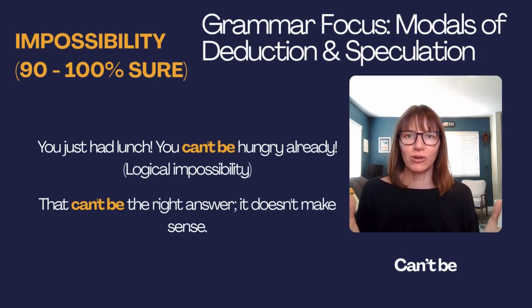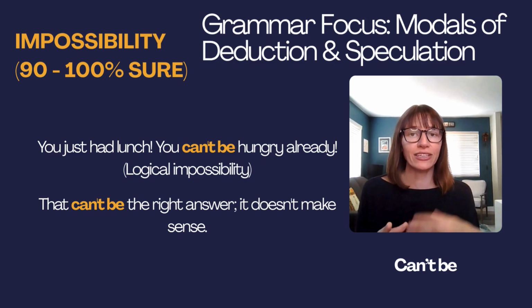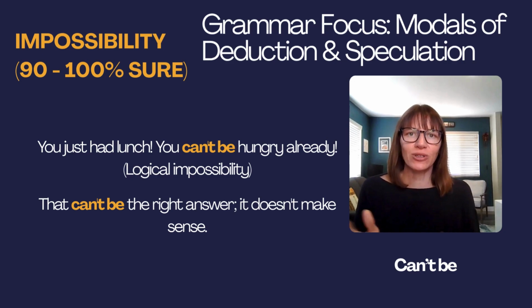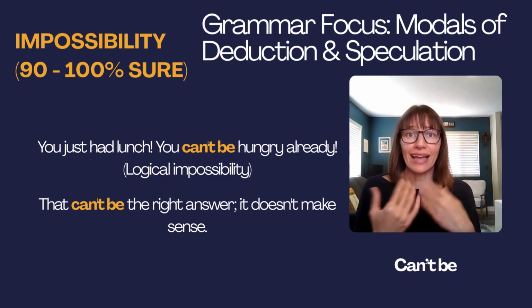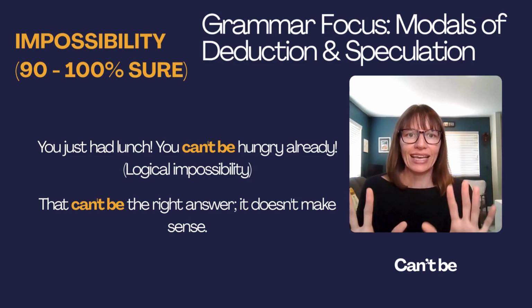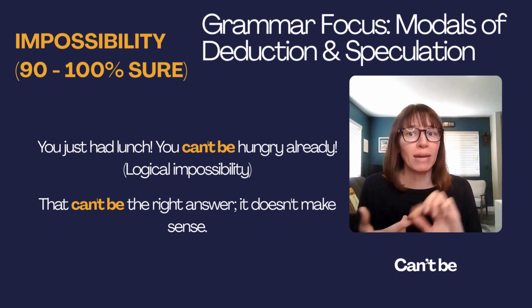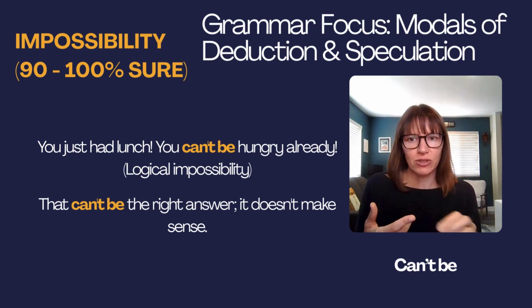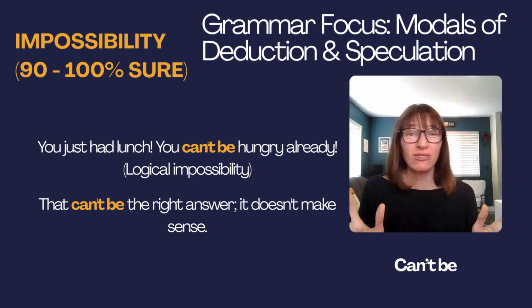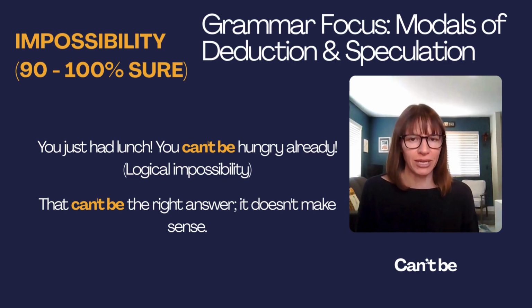Our last modal in the present tense is one that shows impossibility or you're certain something is not true. And this modal is can't be. This is 90 to 100% impossible. And we don't usually use mustn't be for this. So some people use the word mustn't, M-U-S-T-N apostrophe T, but we don't typically use this. We say can't be.